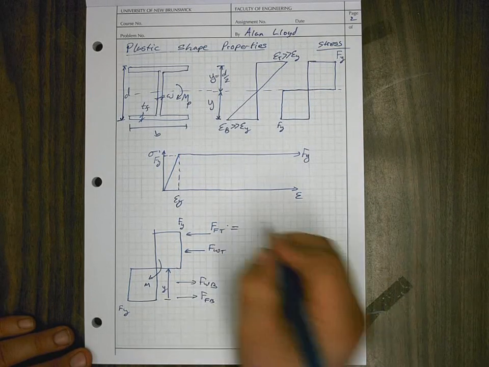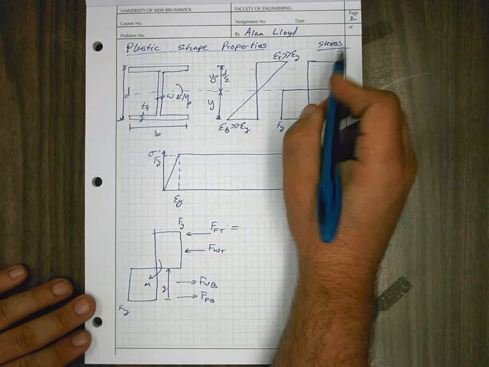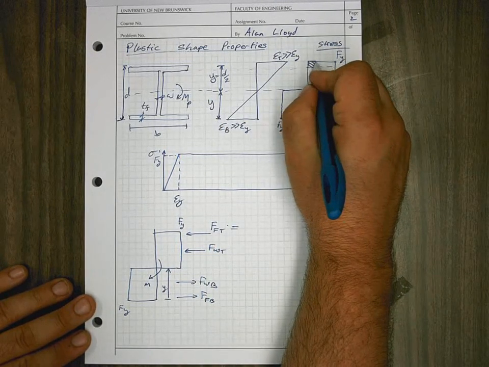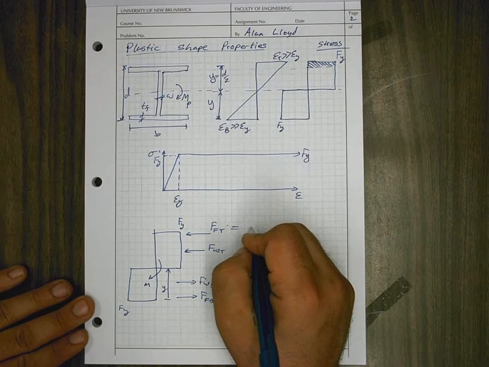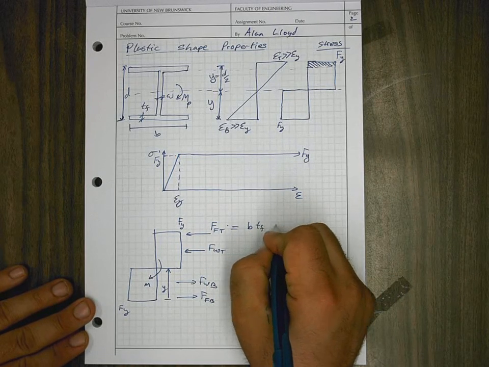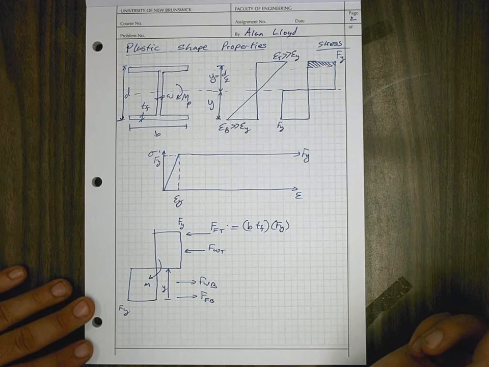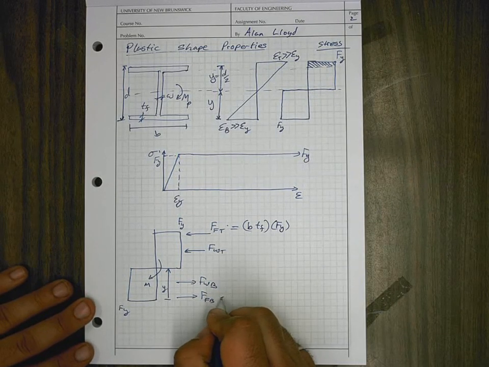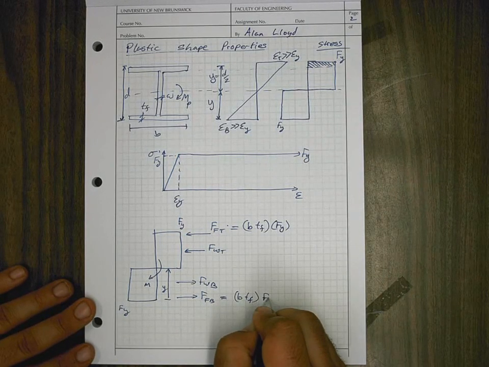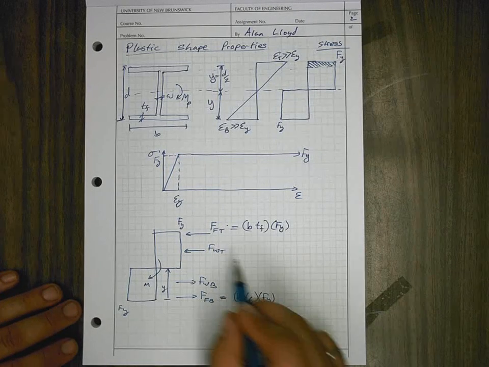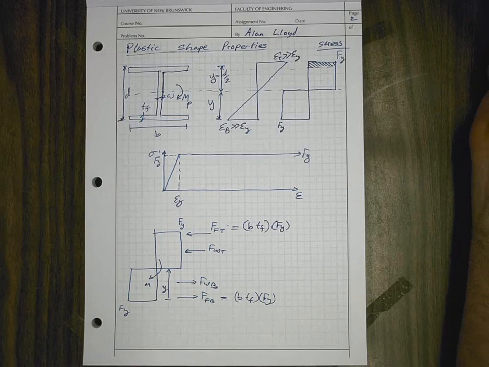And we know the magnitude of the top flange is going to be the area of the flange multiplied by the stress. So it's going to be B TF multiplied by Fy. And the area of the bottom flange multiplied by the stress, B TF Fy, is Fb.